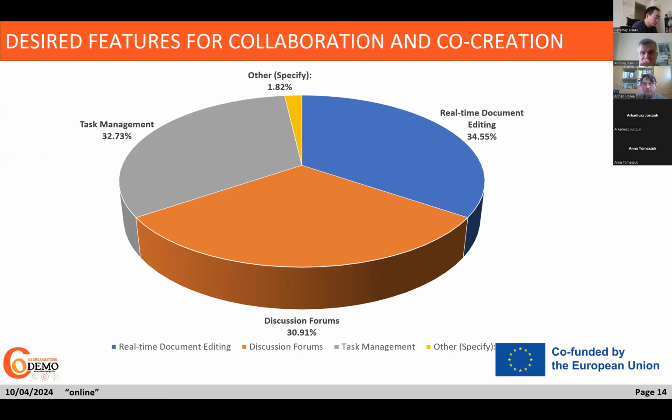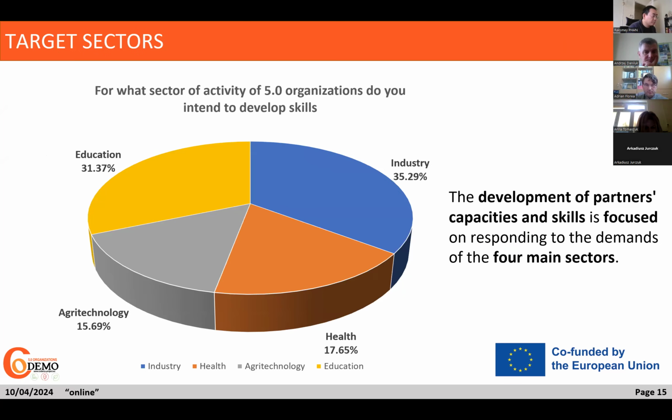And of course, some facilities would be necessary regarding discussion forums or real-time document editing or task management. And in which sector does every partner want to develop skills? We see a balance. Industry and education are a large proportion, but also agri-technology and health. But I think this is normal because we know the expertise of each partner in the consortium.